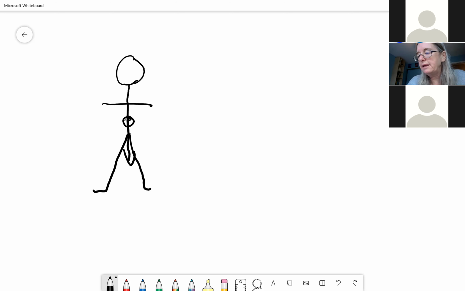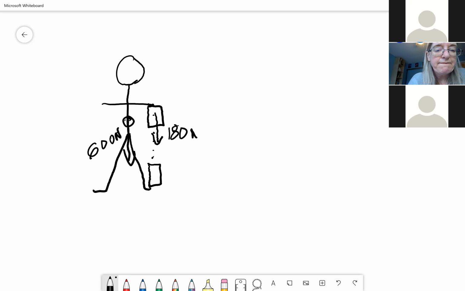And they happen to be a 600 Newton person, 600 Newtons. And they're picking up a suitcase, which is going to end up being here, and they don't lean over at all, so that 600 Newtons still stays in the center of this person. And this is a 180 Newton suitcase. And the distance from there to there is 20 centimeters.